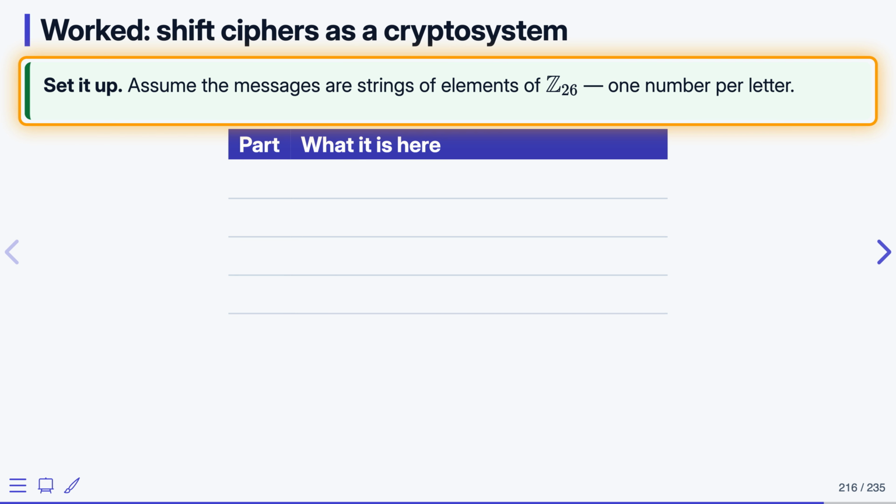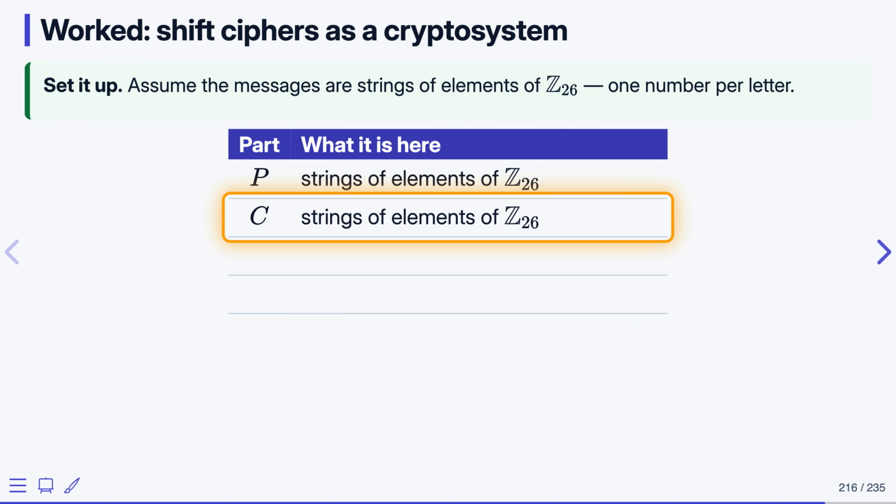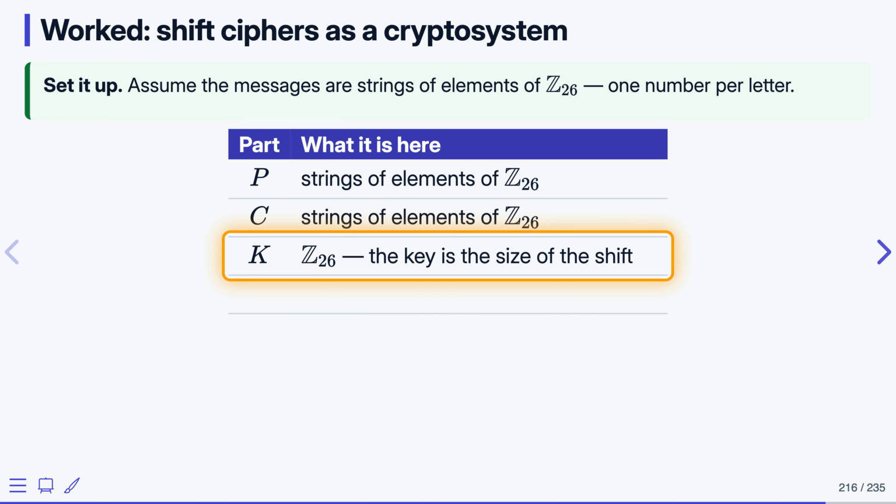Let's fit the shift cipher into that 5-part box, 1 part at a time. Set it up. We say the messages are strings of elements of Z sub 26. That means one number, 0 to 25, for each letter. P, the plaintext set, is strings over Z sub 26. C, the ciphertext set, is exactly the same. K, the key space, is Z sub 26 itself. So a key is one number from 0 to 25, the size of the shift.